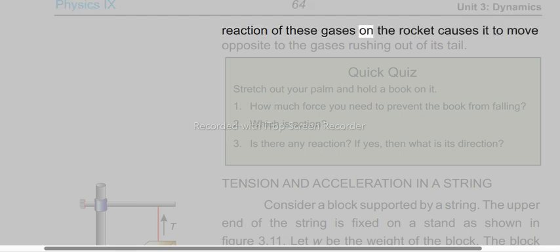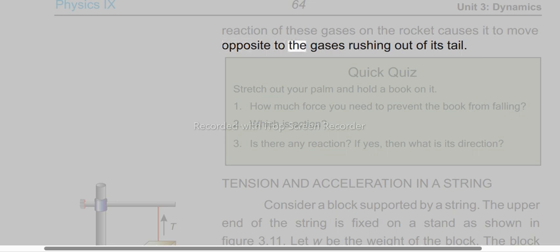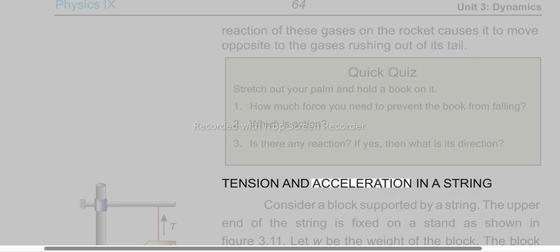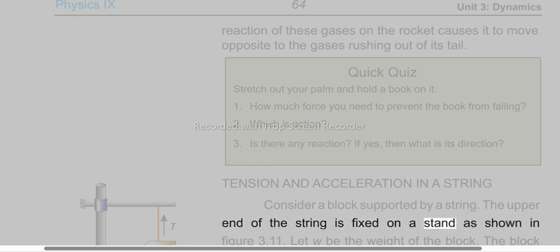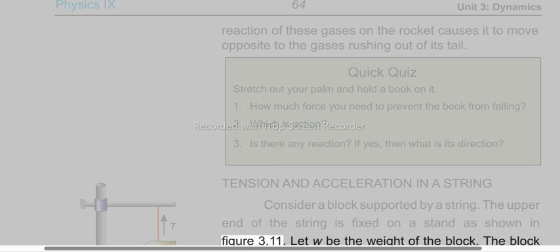Reaction of these gases on the rocket causes it to move opposite to the gases rushing out of its tail. Tension and acceleration in a string. Consider a block supported by a string. The upper end of the string is fixed on a stand as shown in Figure 3.11.